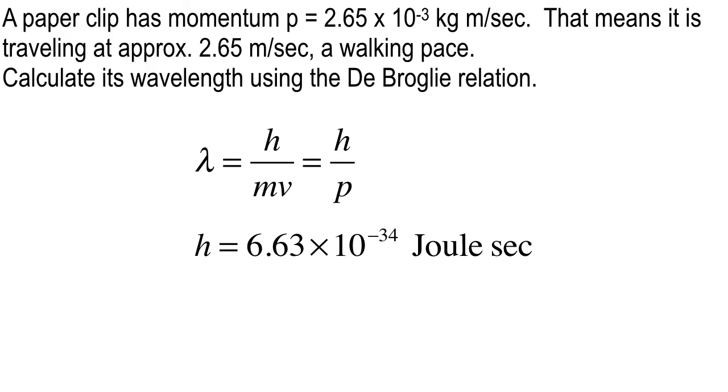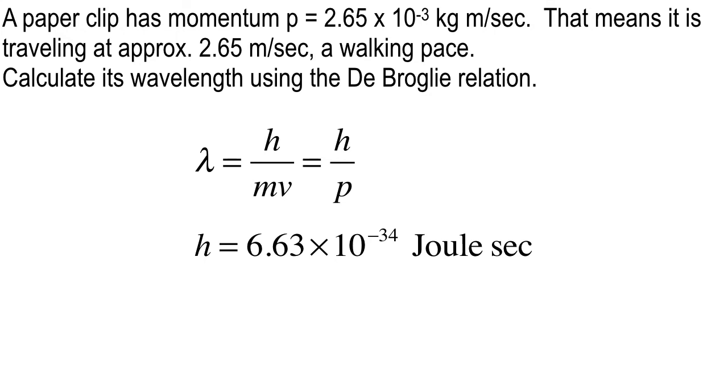All right. Now this is important because this is a macroscopic object. It's not a small electron or proton. And we're going to draw a lesson from this, and that's why we're doing this calculation. All right, so let's say the paperclip has a momentum of 2.65 times 10 to the minus 3 kilogram meters per second. Okay, it's a 1 gram object, so that's 10 to the minus 3 kilograms. So this thing's traveling at about 2.65 meters per second. That's a walking pace. That's like somebody out power walking. That's about 5 point something miles per hour.